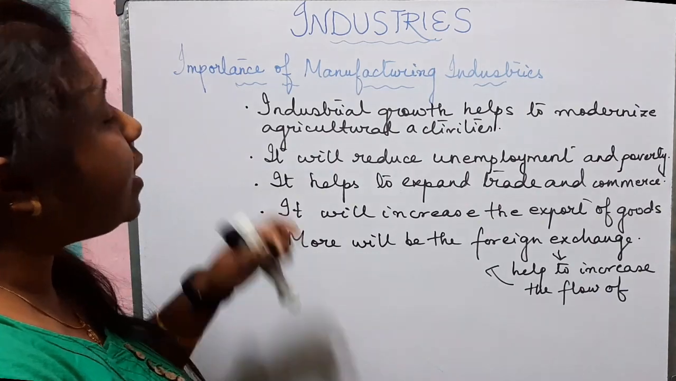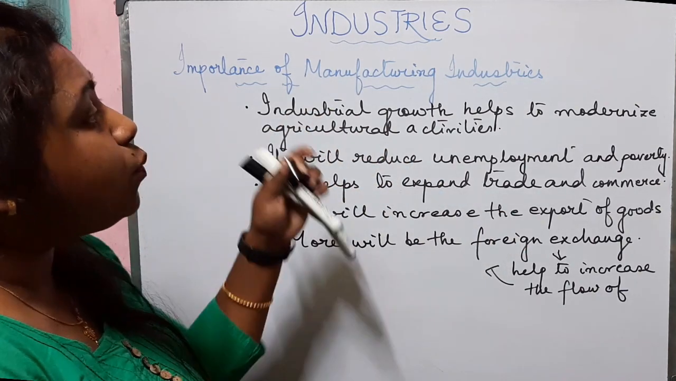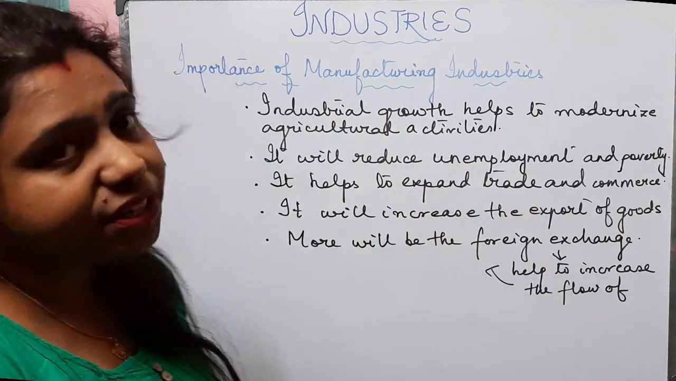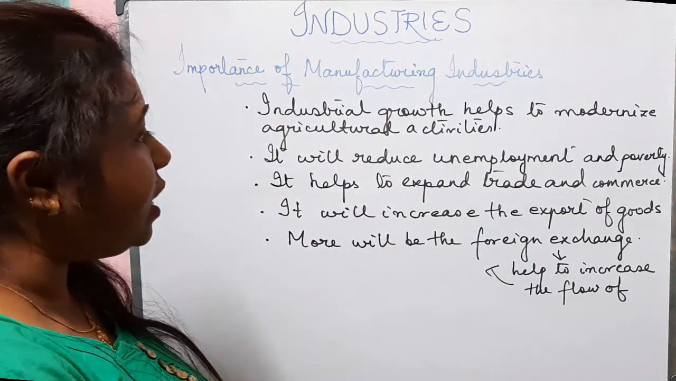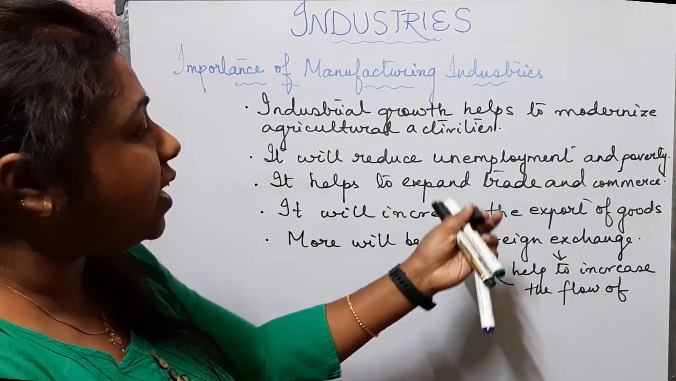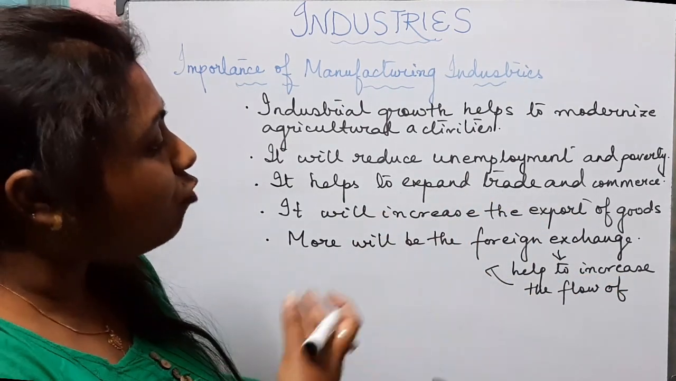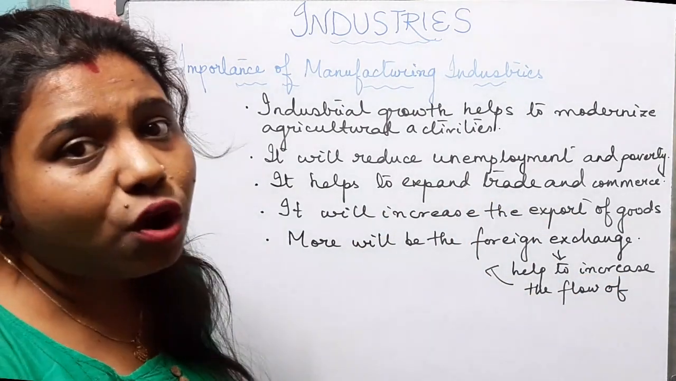So that is why the manufacturing industries are very, very important, because it will help to modernize agricultural activities. Thus the production will increase, it will reduce unemployment and poverty, it will expand trade and commerce, which will increase the export of goods, and thus the flow of foreign exchange in our country will also increase.